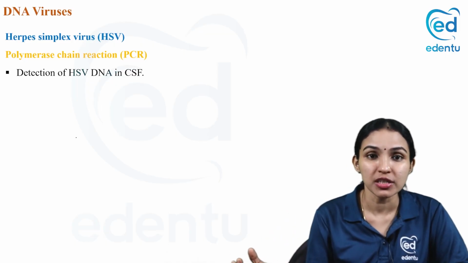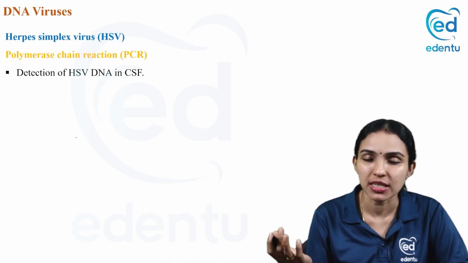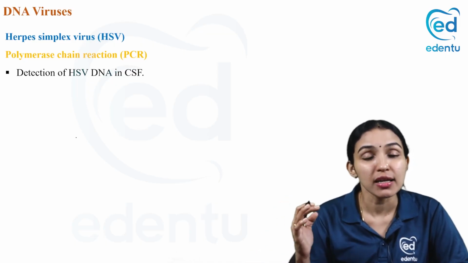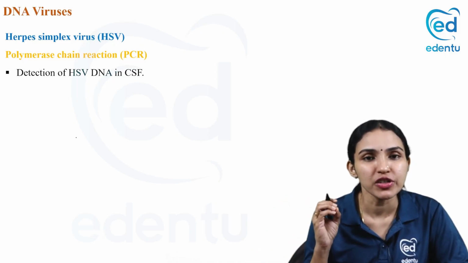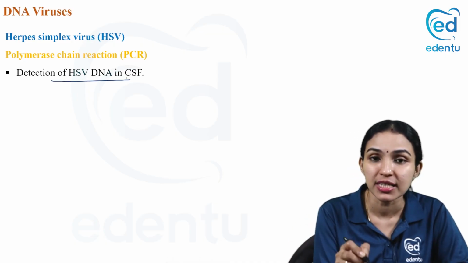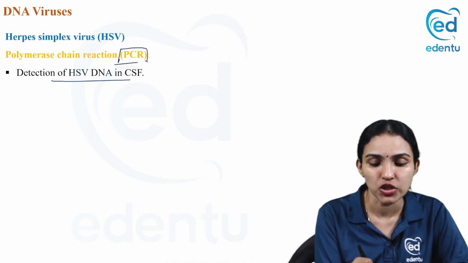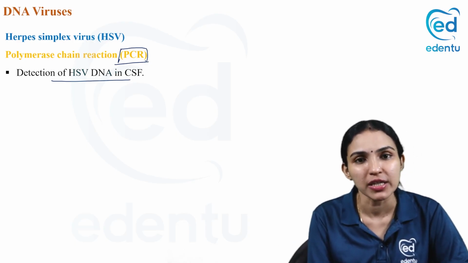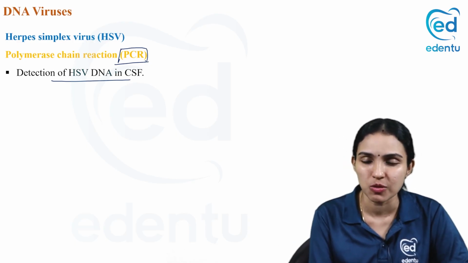Culture is never an easy diagnostic modality. It takes a lot of time and it is not available in most centers. In that case, you can have a rapid detection of the HSV DNA in CSF. How will you detect the DNA in CSF? By polymerase chain reaction, PCR. That is the best test for HSV rapid diagnosis. That is the most sensitive and specific test.